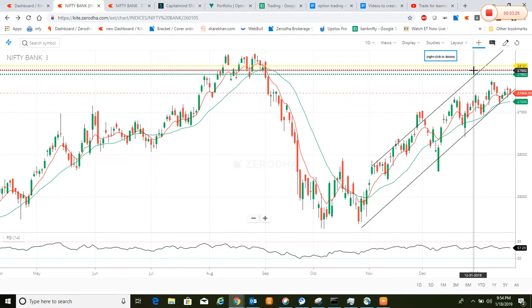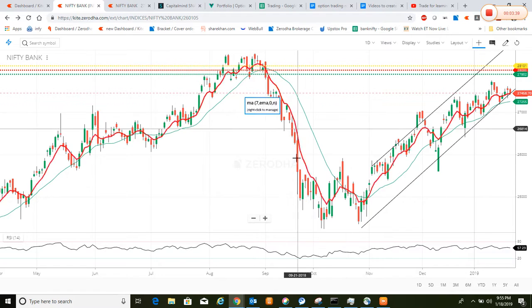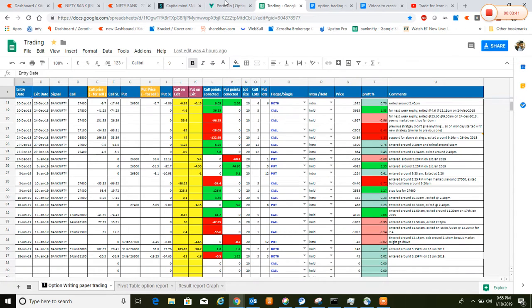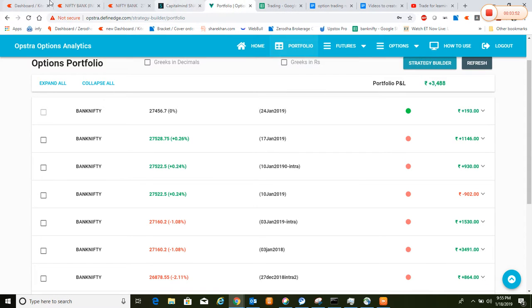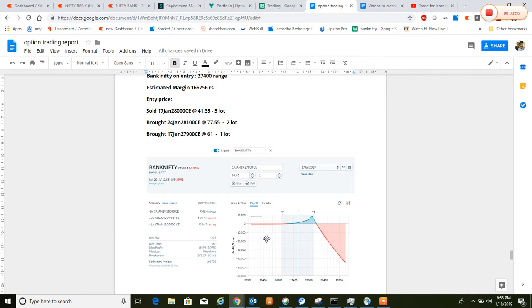This is the place where I sold the 5 lots, and this is the place where I bought one next week option, so that I will be on the safer side. And this is the place where we had the 28,100, where we actually bought the next week, and the 27,900 call, which we bought just for safety. So according to that, the option strategy looked like this.